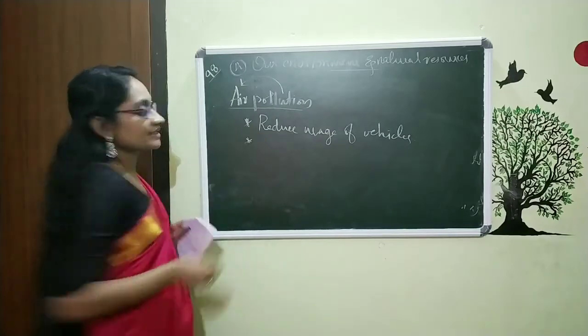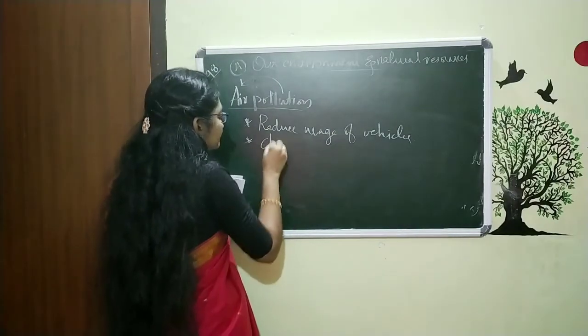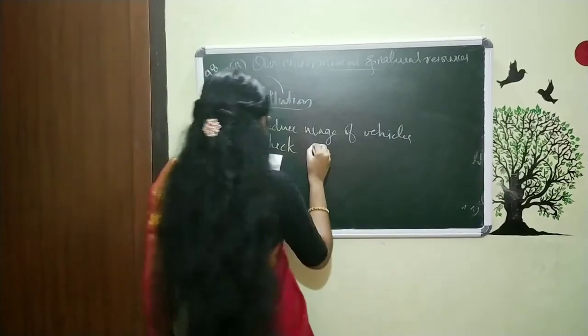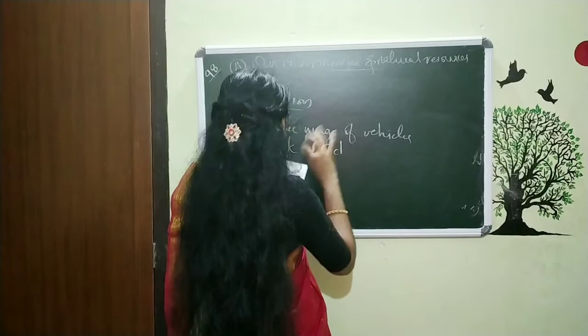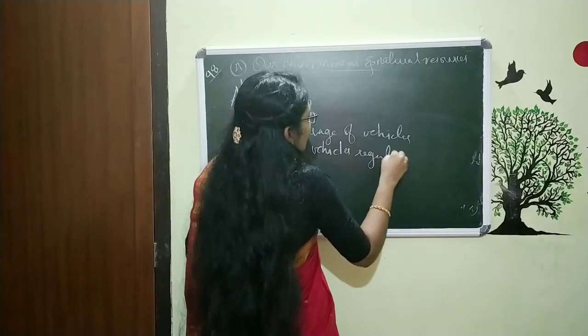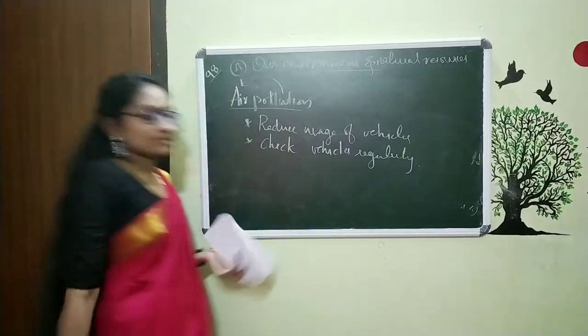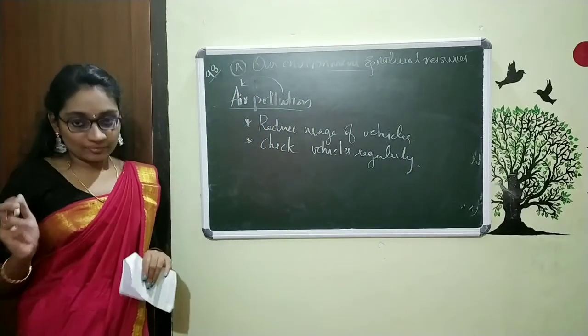Reduce usage of vehicles. That is the first point. The second thing is to check vehicles daily or regularly. We want to check the smoke emission and all. So that is the second point.